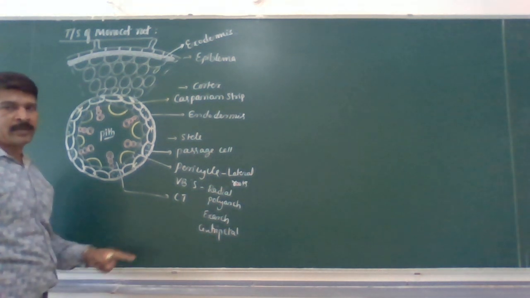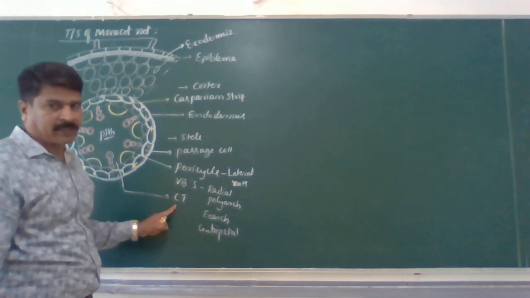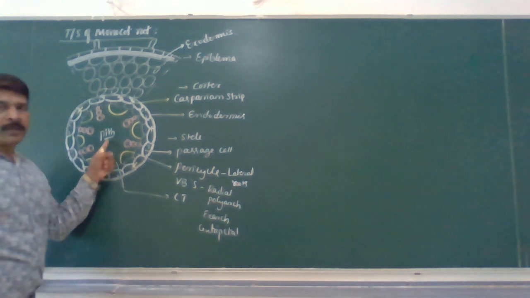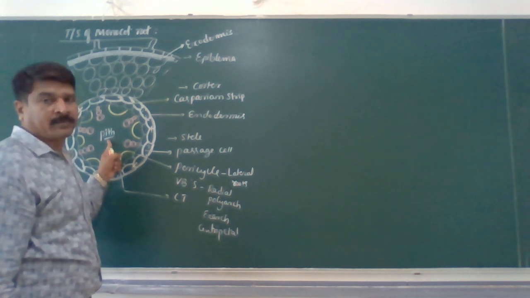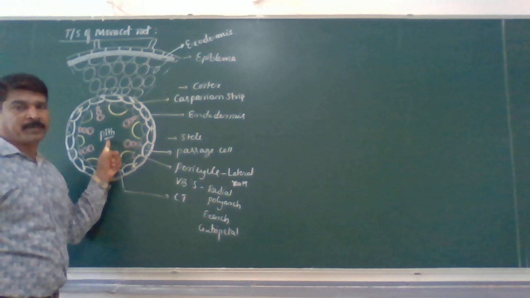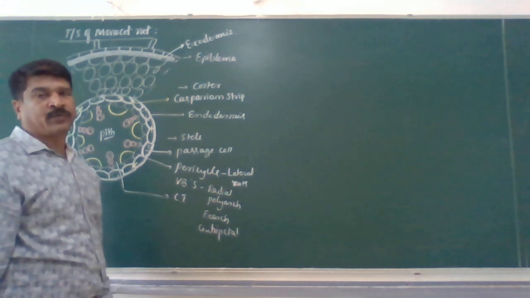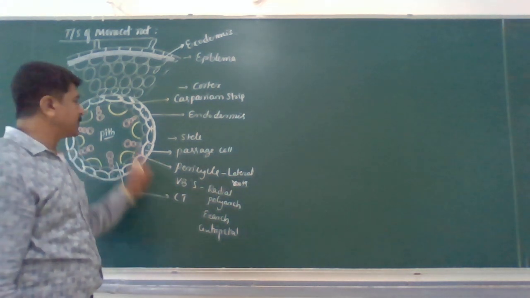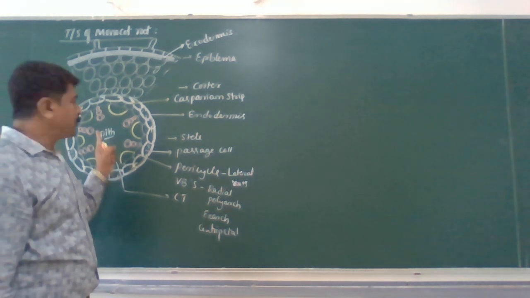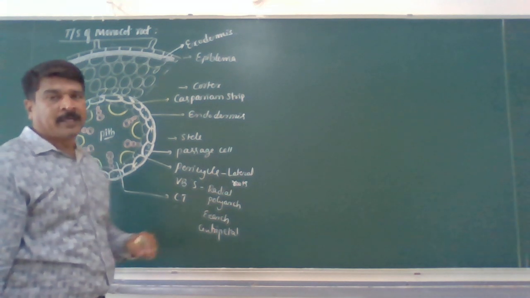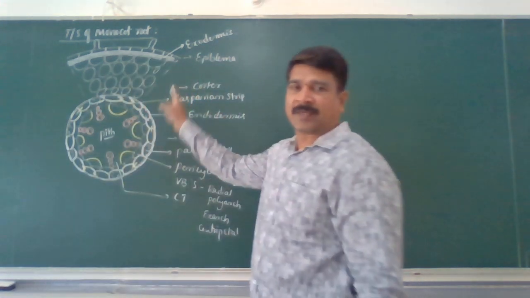Clear. Next, as usual, conjunctive tissue. The parenchymatous tissue present between the patches of the xylem and phloem is called conjunctive tissue. Next, pith. Here, pith is large and prominent, made up of several layers of loosely arranged thin-walled parenchyma cells meant for the storage of food materials. You got one more difference actually. Pith is large and prominent, but in dicot root, pith is absent, or if present, very small. Clear?